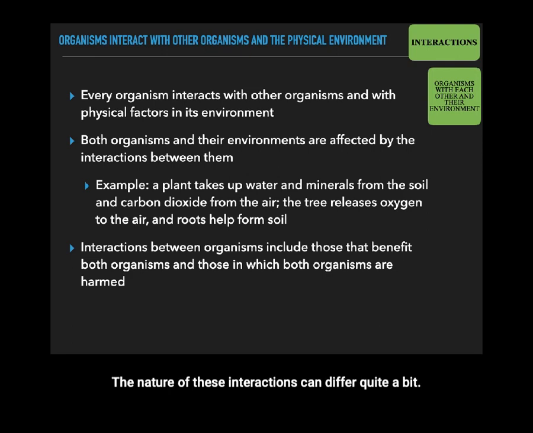The nature of these interactions can differ quite a bit. Some interactions can benefit both the interacting organisms, and in other interactions, both interacting organisms can be harmed. In further lectures, we'll discuss how we can classify these interactions between organisms.